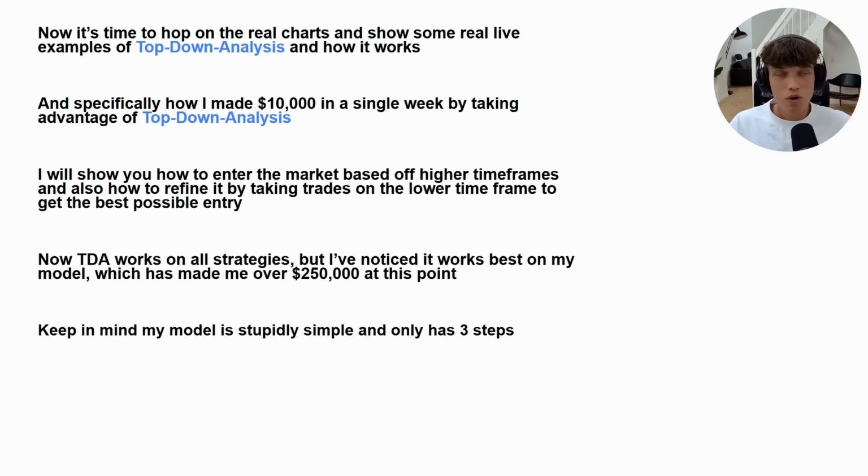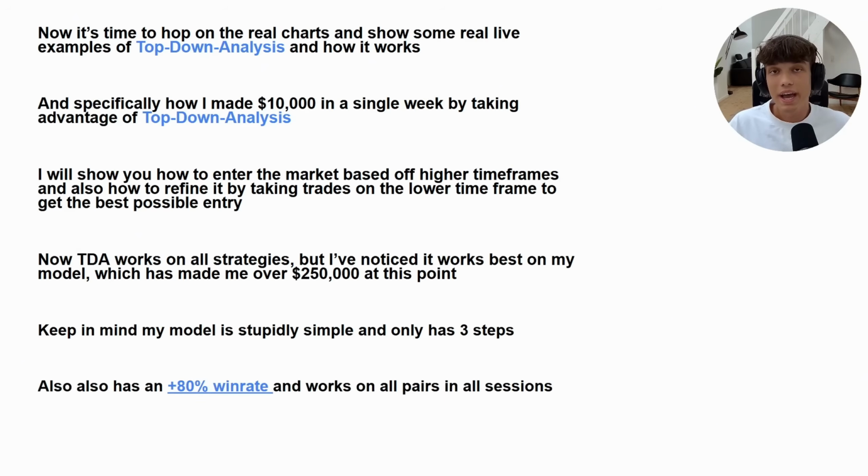And keep in mind, before I go over my model, it's a stupidly simple 3-step strategy. I'm talking literally step by step and only 3 steps. And keep in mind, it has an over 80% win rate, and obviously works on all pairs in all sessions, on all time frames, because top-down analysis works on all time frames.